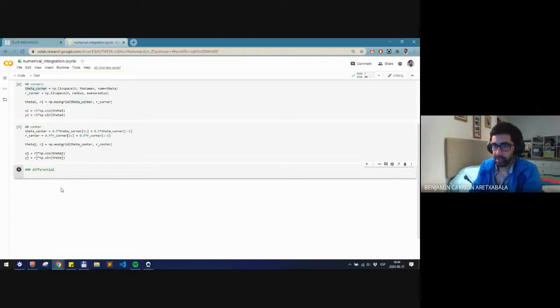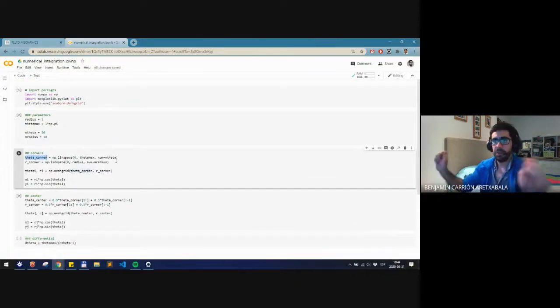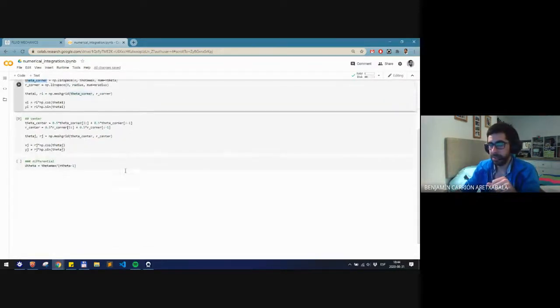Let's say, what's the differential value of each of these cells? Okay, so delta theta, or d theta, is going to be theta max divided by the number n theta minus 1. Why minus 1? Because this vector actually just shows you the corners. So if you have two corners, you only have one element. If you take enough elements, it shouldn't matter, by the way. So it's not very important.